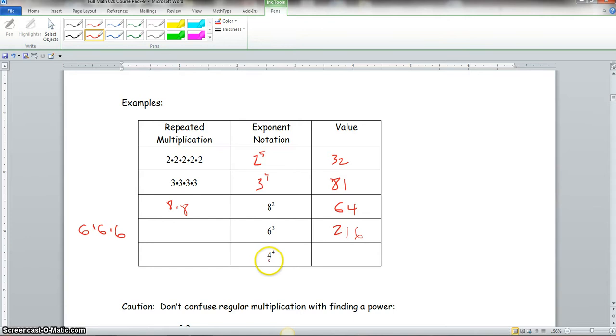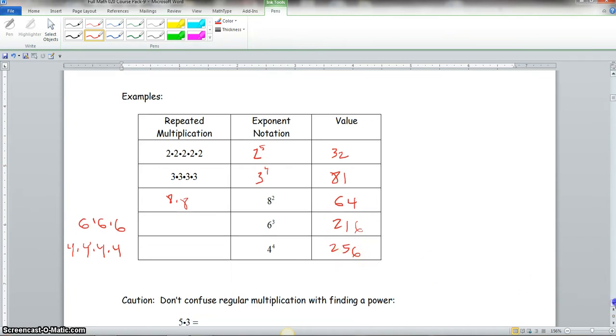Now, we go down to the last problem here. We have 4 to the 4th power. Now, that means that 4 is multiplied by itself 4 times. So we have 4 times 4 times 4 times 4. So now, we multiply those values together. 4 times 4 is 16, times 4 is 64, times 4 is 256. And that is our value.